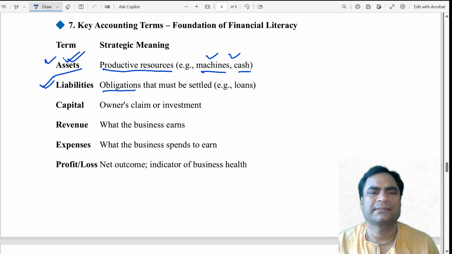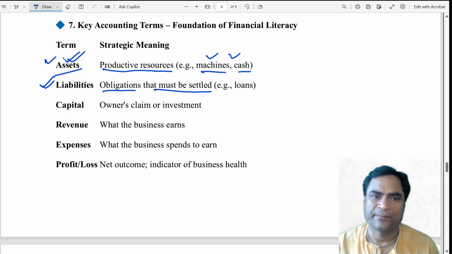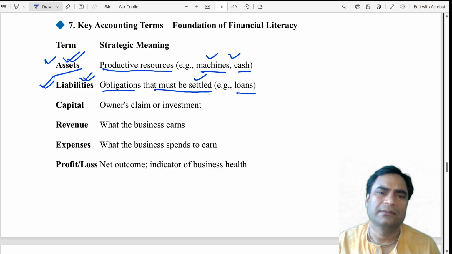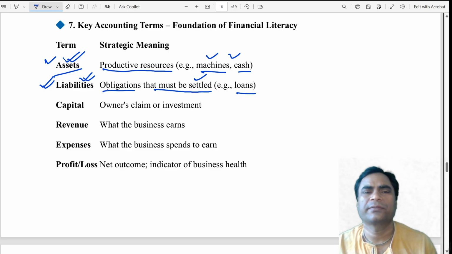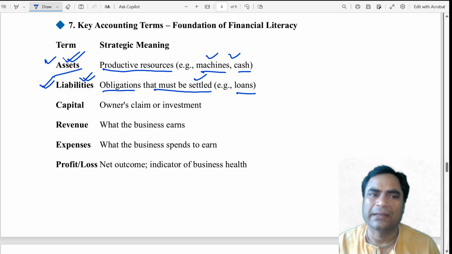Liability means obligations that must be settled. It means you have to pay some money to someone after some time. So that particular item is known as your liability, right? Here the example is loan. If you have taken a loan from a bank or a person or a company, then ultimately a day will come when you will need to return that money. You will need to settle that particular account. That amount should be paid by you. Your obligation must be settled. Any obligation means any amount you need to pay somebody because you have borrowed that money from someone else, that is your liability, right?